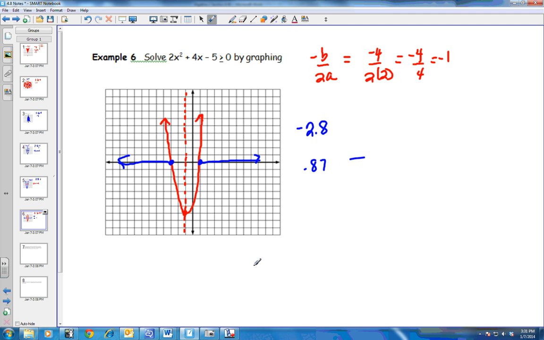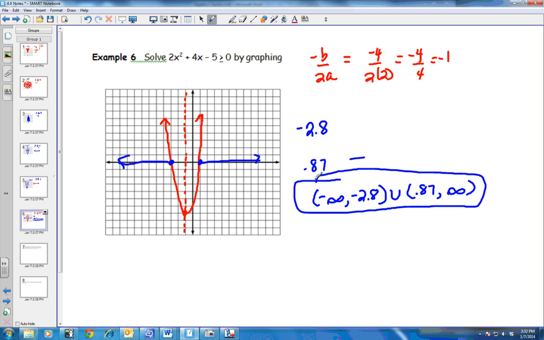All right, so here's how we're going to write this. Two ways I can write it. I know it's all the numbers to the left and then it stops at negative 2.8, right? So I'm going to write it like this. From negative infinity to negative 2.8, all right, unioned with, and now I'm going to start this one. That was 0.87, and it goes all the way to the right, so that's positive infinity. So I'm writing my answer like that.